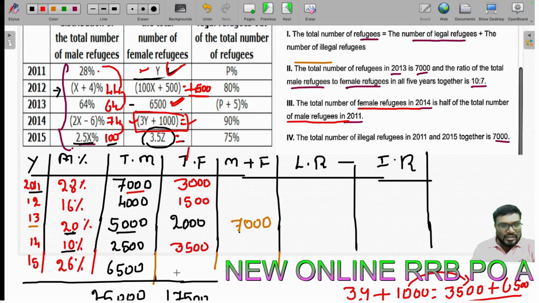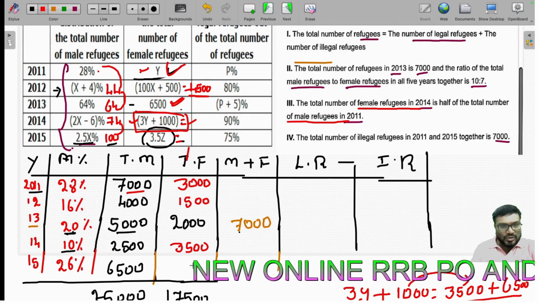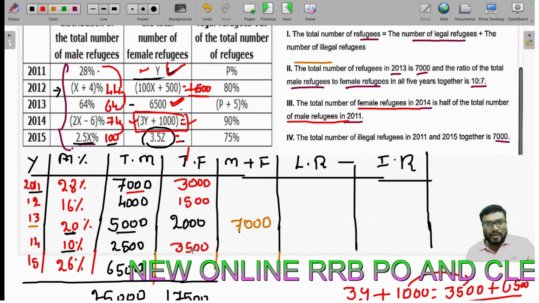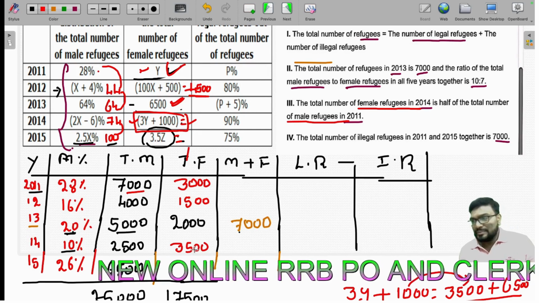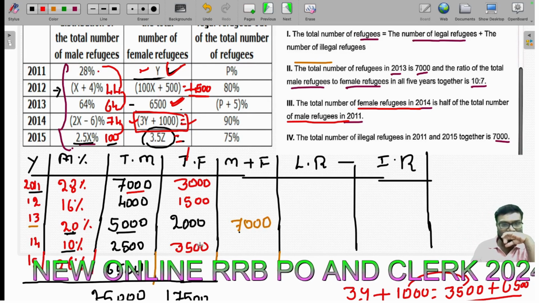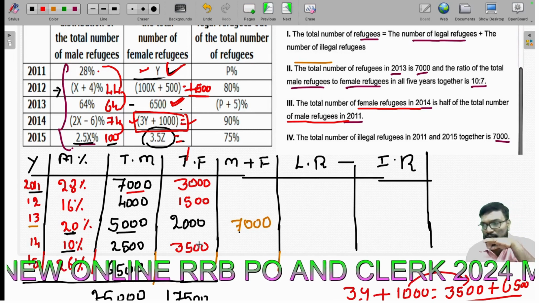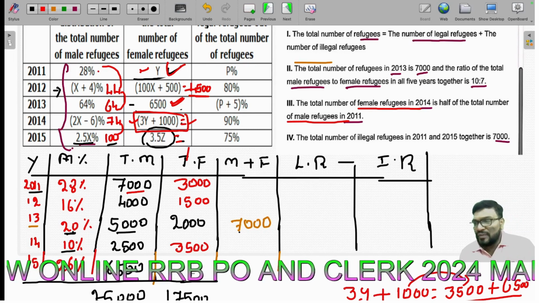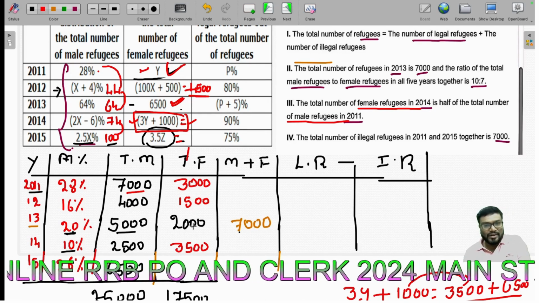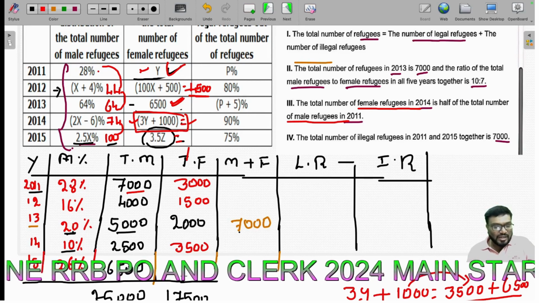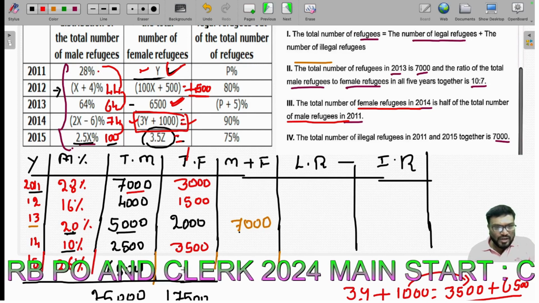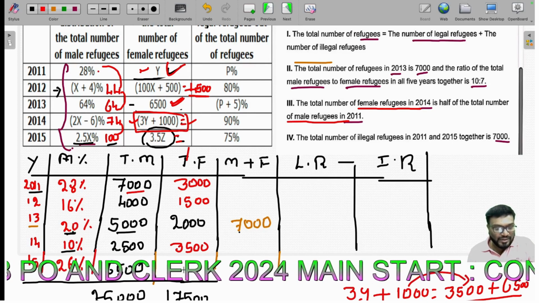Then this is the total 17,500. If I remove this total value, I will get it easily. Yes or no? So what is the value? You can count it. 3,500 plus 3,000, that will be in the year 4,500. If you add and find out this value, I will give 1 minute time. Just find out what is the value of 2015 female.